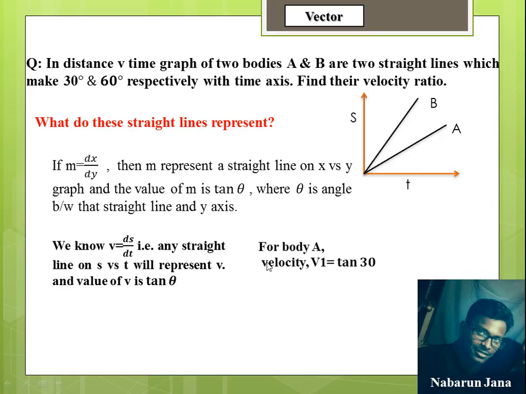So the straight line for body A is this one. For body A, velocity equal to tan of the angle made by body A. This one is 30°. So v1 equal to tan 30°. And similarly for body B you can get the velocity v2 equal to tan of 60°. Now you can find the ratio v1 is to v2. Calculate it yourself.